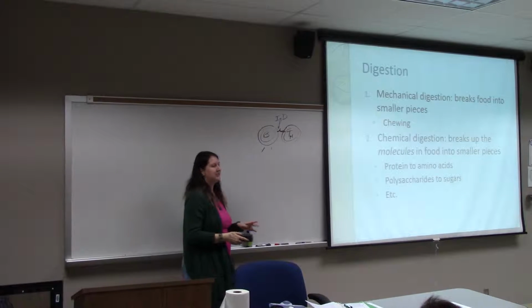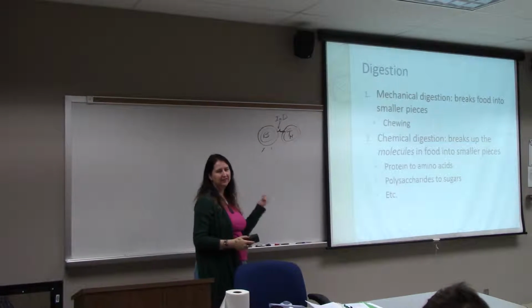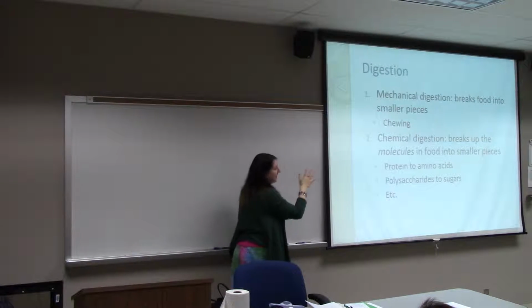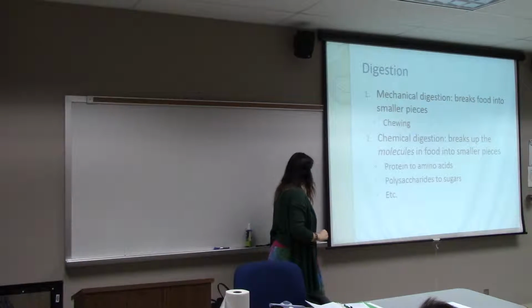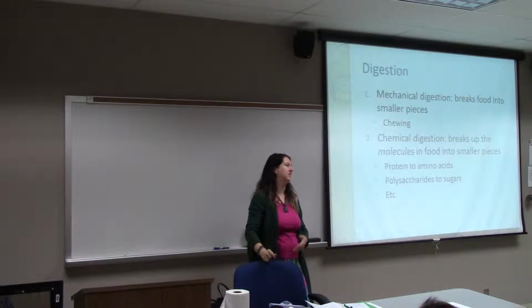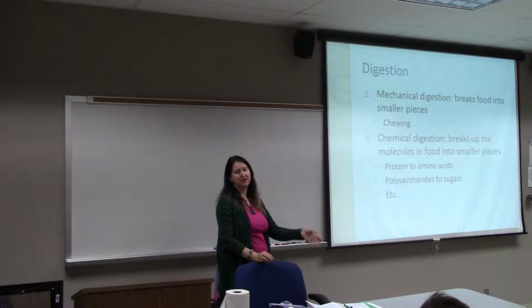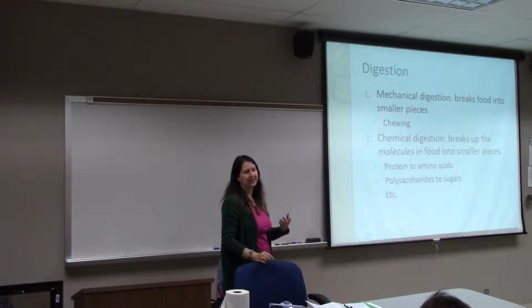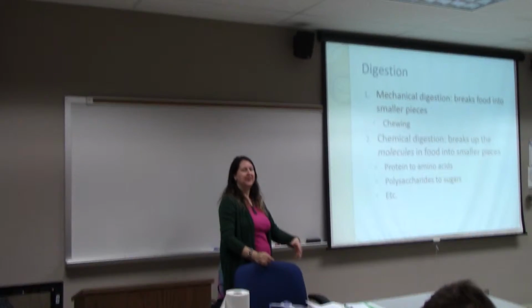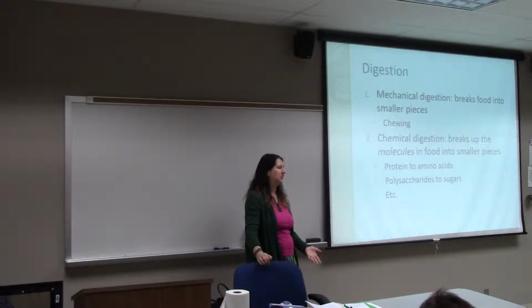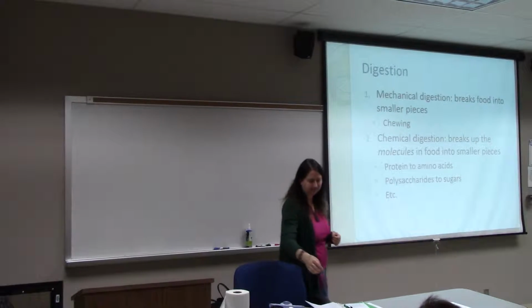There are two parts to digestion, mechanical and chemical. Mechanical digestion just breaks the food into smaller pieces, like chewing. Chemical digestion actually breaks up the molecules in the food into smaller pieces. So, breaking protein into amino acids, polysaccharides into sugars, and so on.